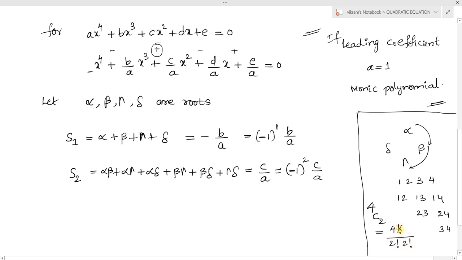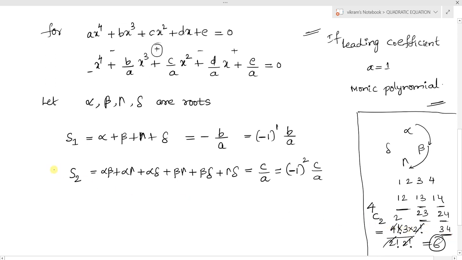Then we can write 4 factorial as 4 into 3 into 2 factorial, and the 2 factorial will be cancelled out 2 times. Here we get 6. So we are getting the 6 combinations.